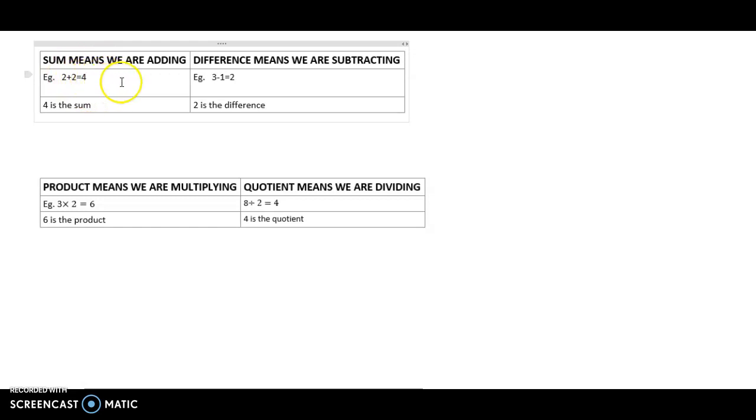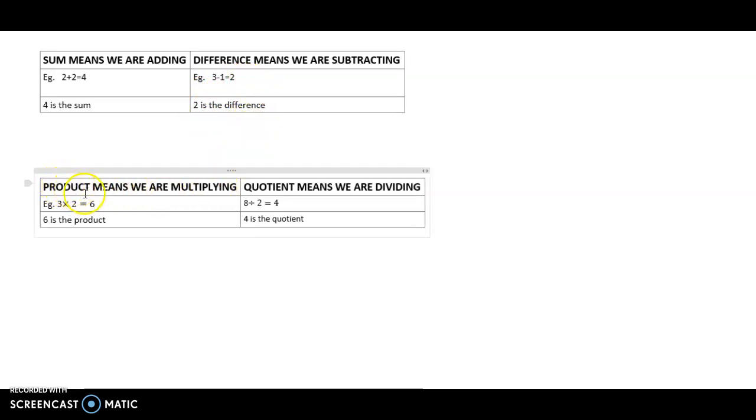I-sum siyi-obtainer after si-adda iy'namba. Akwenzela isibonelo la u-2 plus 2 equals 4. So in this case, u-4 is the sum. Kube i-difference. I-difference means we are subtracting. Sithole i-difference as a result of subtracting numbers. Lana, u-3 minus 1 equals 2. U-2 is the difference.